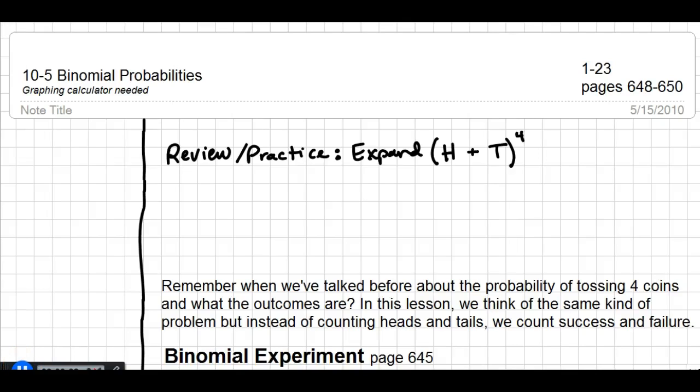This lesson is for FST Lesson 10.5 on Binomial Probabilities. Let's do quick practice and review on expanding a binomial, assuming that this is H for heads and T for tails if we were tossing 4 coins.